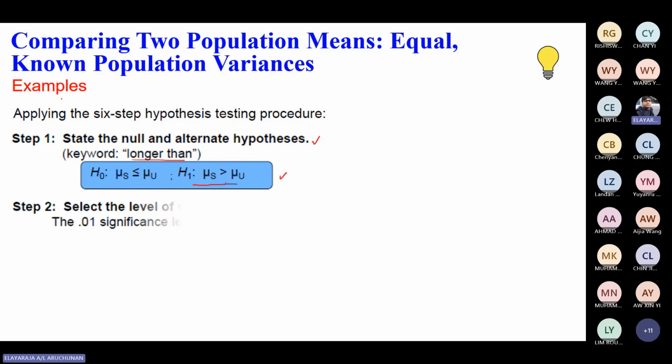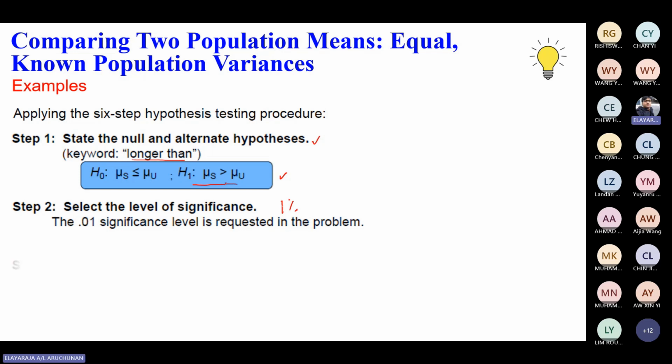Next, once you've done this, now you need to set the significance level, or level of significance. So in this question, the significance level is 0.01. It's requested, so that means we stick to that 1% for the level of significance.